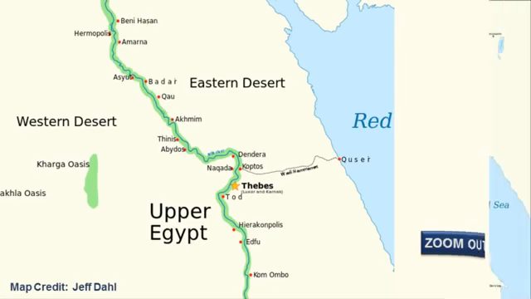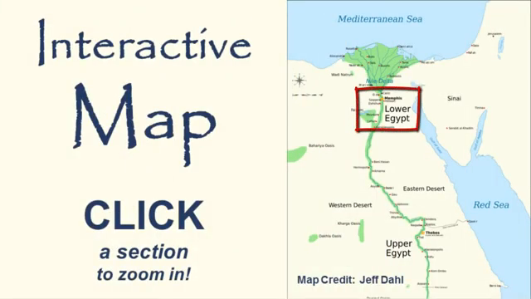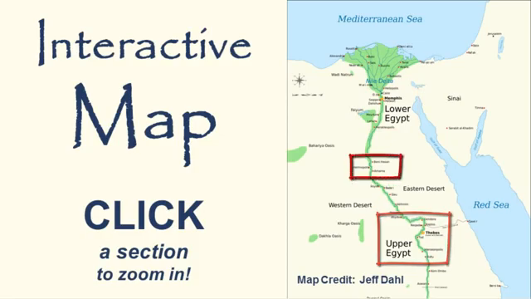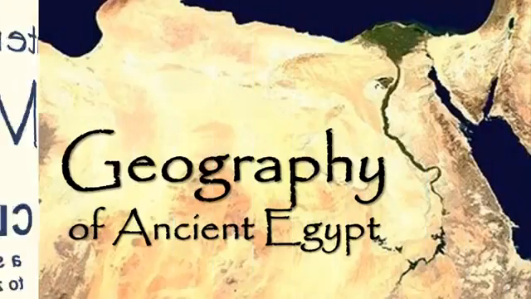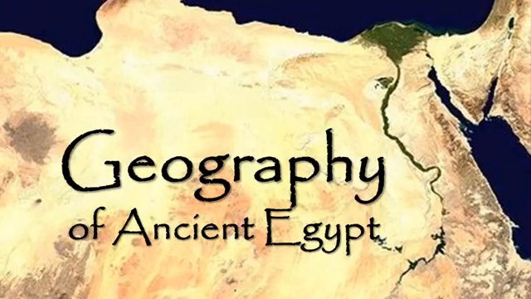So if we go ahead and zoom out, we can see that Memphis is here in Lower Egypt, Thebes is here in Upper Egypt, and Amarna is here kind of in the middle. Like I said, served as a capital very, very briefly. And that should get you nice and prepared for your map quiz.